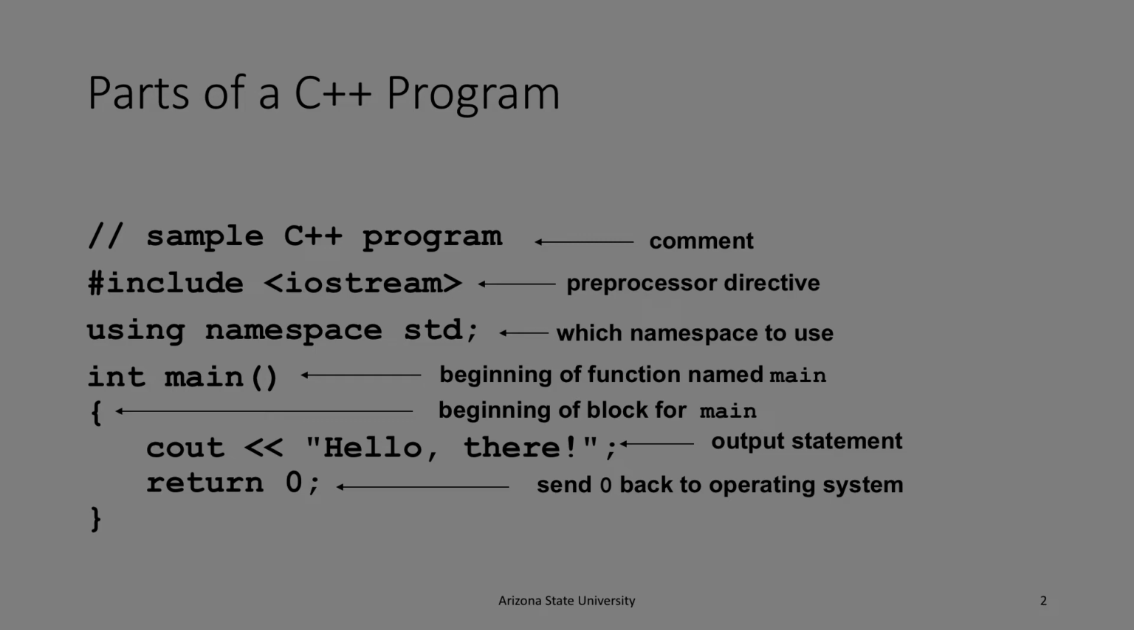Well, in C++, I can omit that return 0 line, and it'll still compile, it'll still run, it'll do exactly the same thing. So why is the return 0 there?